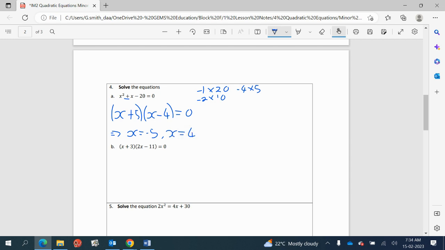Now this next one looks quite complicated, but it's already given in factor form. So I can go straight to the zero product theorem and pull off the two roots. So either x plus 3 is equal to 0 or 2x minus 11 is equal to 0. This one gives me x is equal to minus 3. This gives me 2x equals 11, and x is equal to 11 over 2.